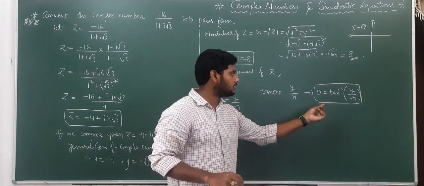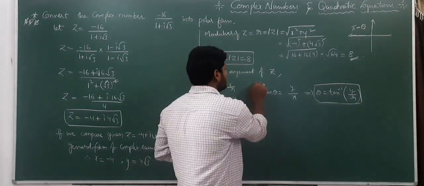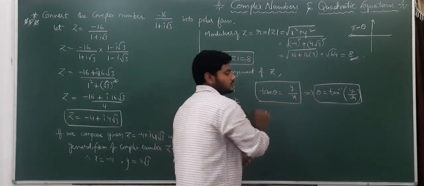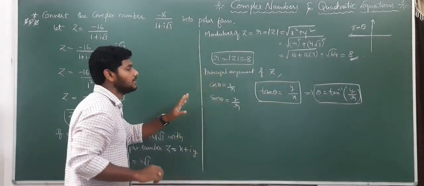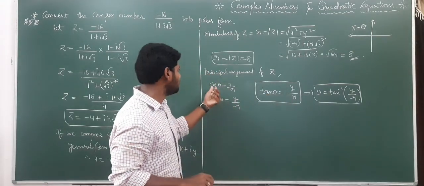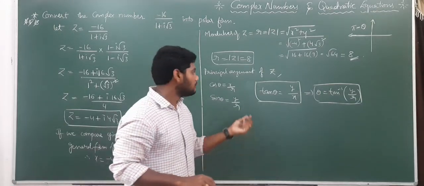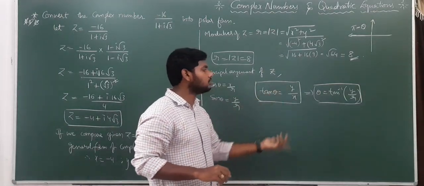If you did not understand that, we leave it like that. This one you remember, that is tan theta equal to y by x, to find the principal argument. Sir, I don't know what the tan theta value is. Can we go for cos theta and sin theta as per the previous one? You can, but this is simple. Tan theta is equal to y by x.